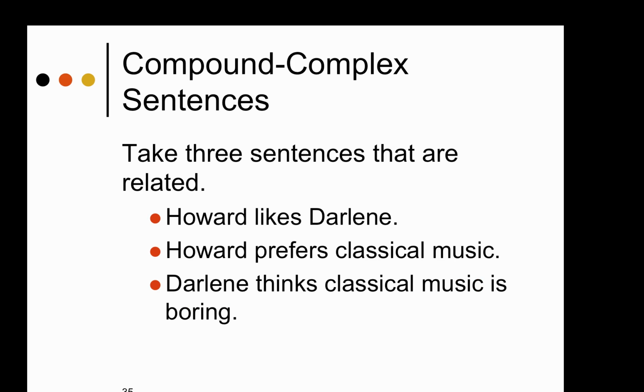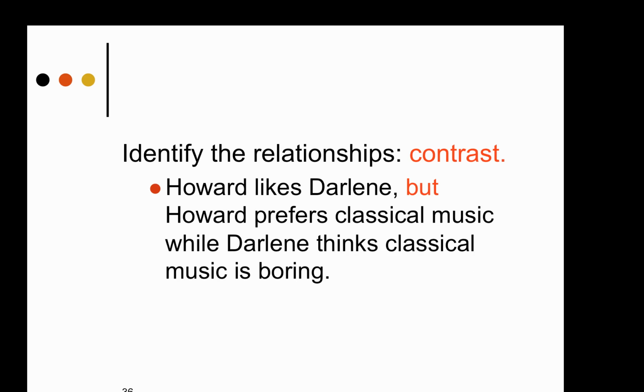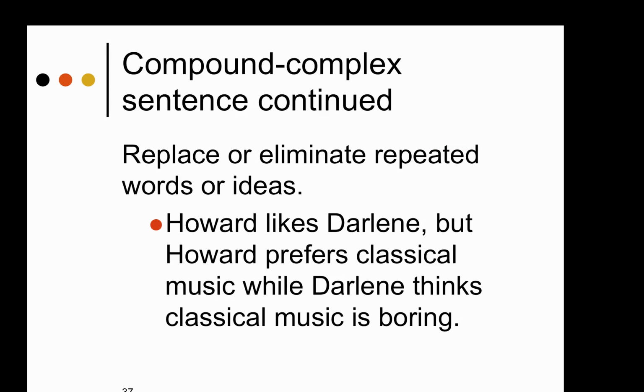And let's try a compound complex sentence now. Take three sentences that are related. Howard likes Darlene. Howard prefers classical music. And Darlene thinks classical music is boring. Identify a relationship, which here is contrast. So Howard likes Darlene, but Howard prefers classical music, while Darlene thinks classical music is boring.